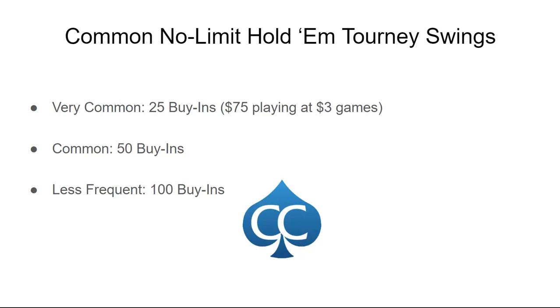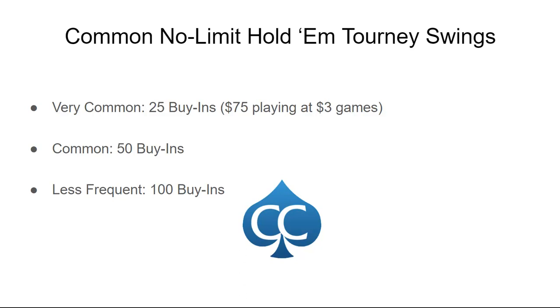So one specific thing we might talk about is, if you're playing no-limit tournaments, what are the swings that you face? You can face very large swings, but super common would be 25 buy-ins. So if we're playing $3 games, we're down $75. This is just going to happen all the time, particularly if you're playing larger field tournaments. At 50 buy-ins, it's still common. At 100 buy-ins, it's definitely less frequent. You're not going to go on a 100 buy-in downswing every day, but you will absolutely drop 100 buy-ins from time to time.